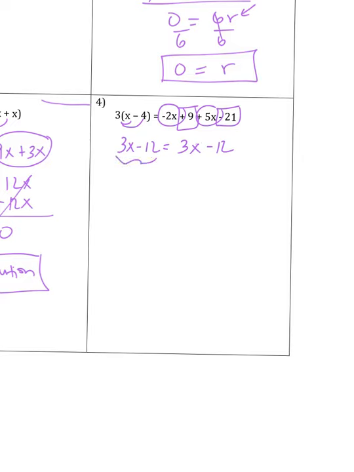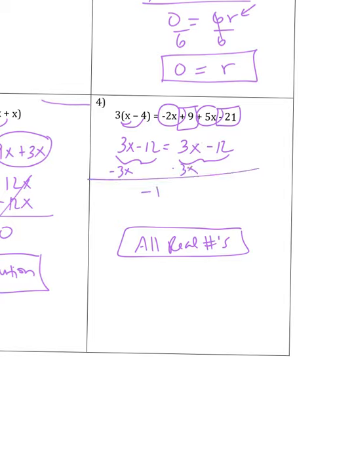If you have exactly the same expression on both sides, you could stop there and just say the answer is all real numbers, meaning every number makes this equation true. If you keep going, you're going to end up with 0 equals 0. If I were to subtract 3x on both sides, I get negative 12 equals negative 12. I have no variables, just numbers, but I have a true statement. If you add 12, you get 0 equals 0. Again, these all tell you that every number works for this equation, all real numbers.